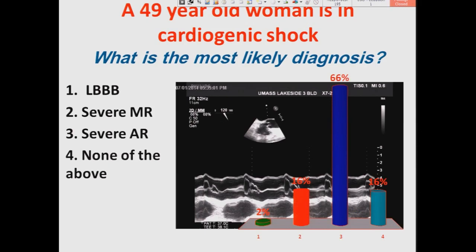Okay, so the majority of the crowd went for severe aortic regurgitation. The correct answer is actually none of the above. Number 4.